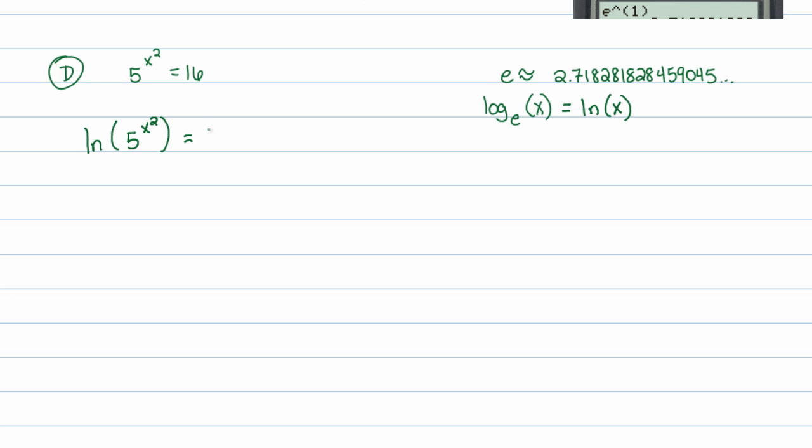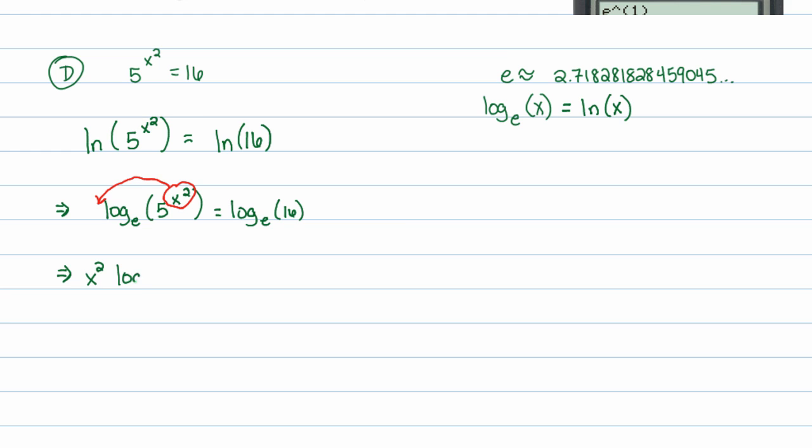A lot of people at this point go, what is going on? But remember, this notation is the same thing as saying log base e, where e is just 2.71828 and so on. Because it's a logarithm, it has all the properties of a logarithm. It takes that exponent and throws it out front. So this implies x squared times log base e of 5 must equal log base e of 16.